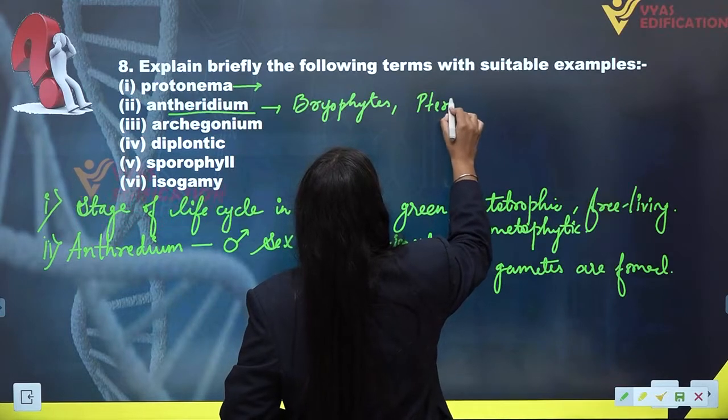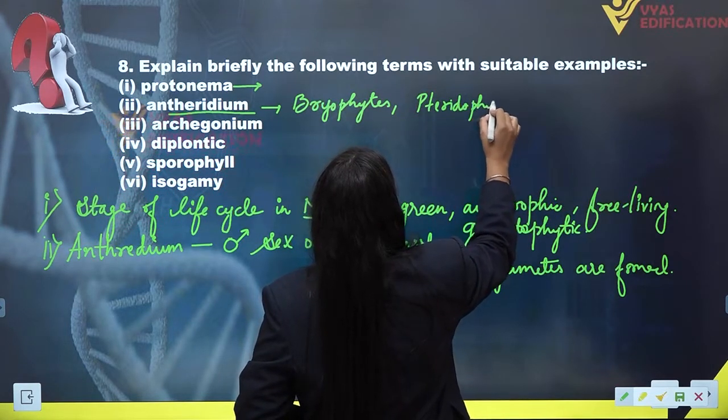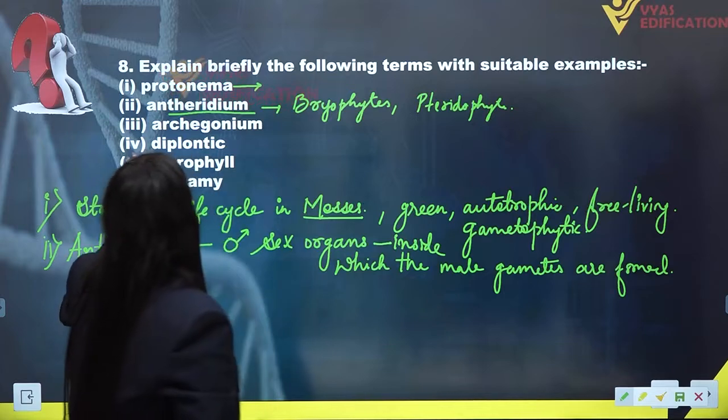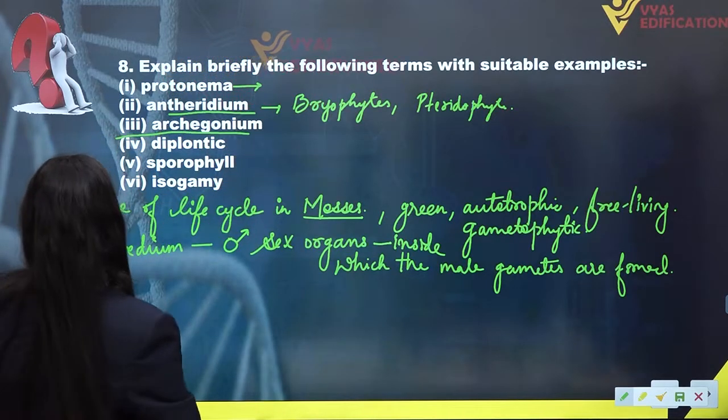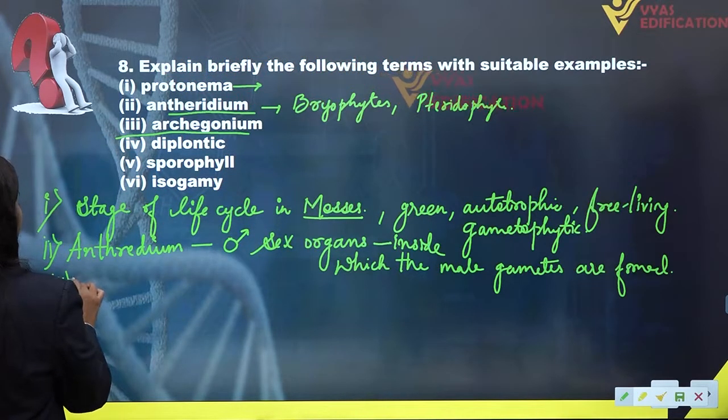pteridophytes, alright, and also in gymnosperms. Now next let's come towards the archegonium. Archegonium is the female reproductive structure.